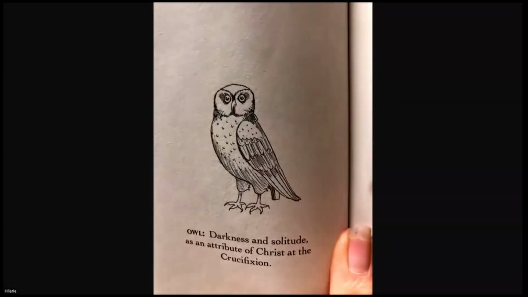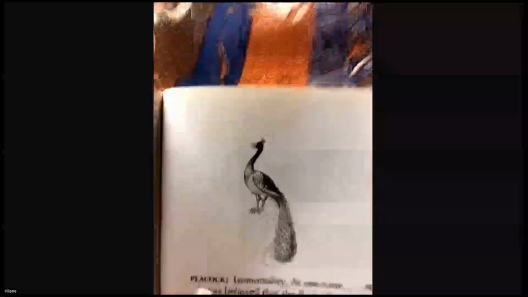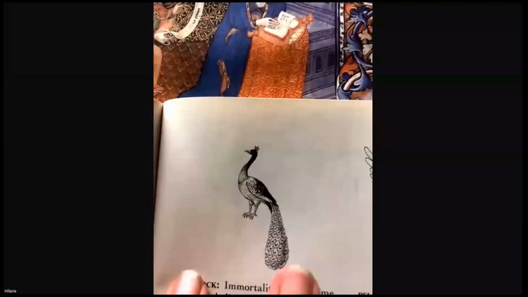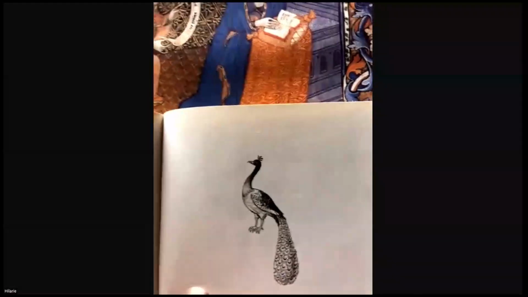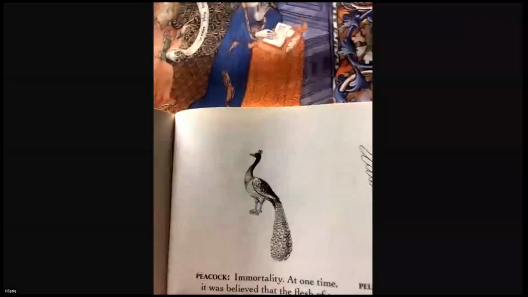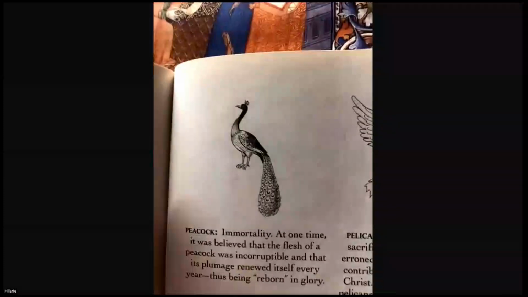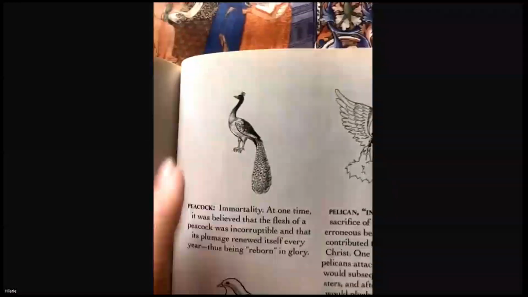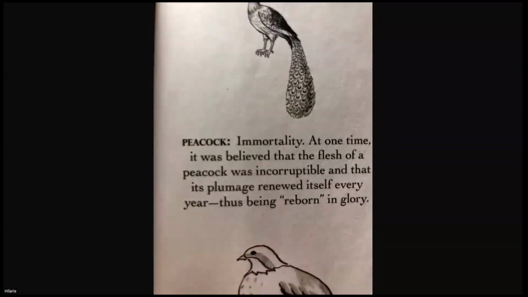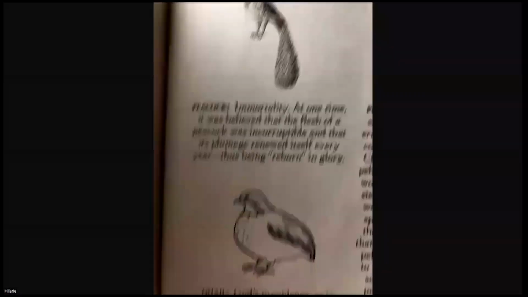The owl is darkness and solitude. We do see the magpie, not terribly often. Peacock, I love the peacock. They believed its flesh was incorruptible, which is another way of saying it was just too tough to eat, I think. But they also believed it was fabulous and thus being reborn, that the plumage renewed itself every year. That was another thing that impressed them very much.